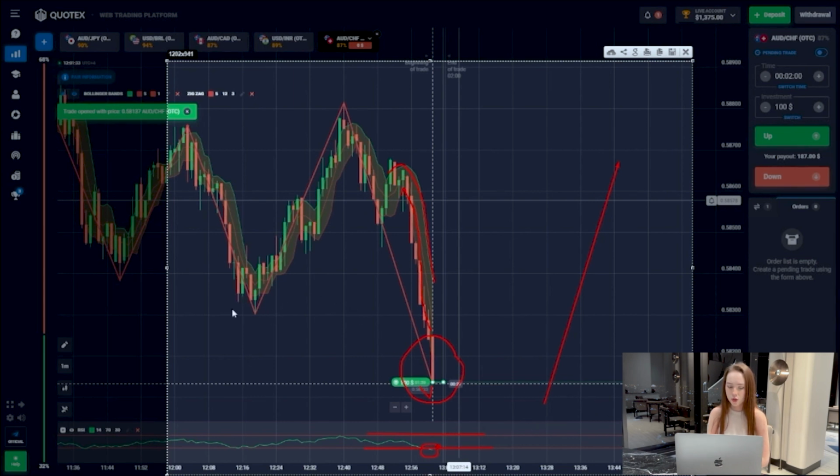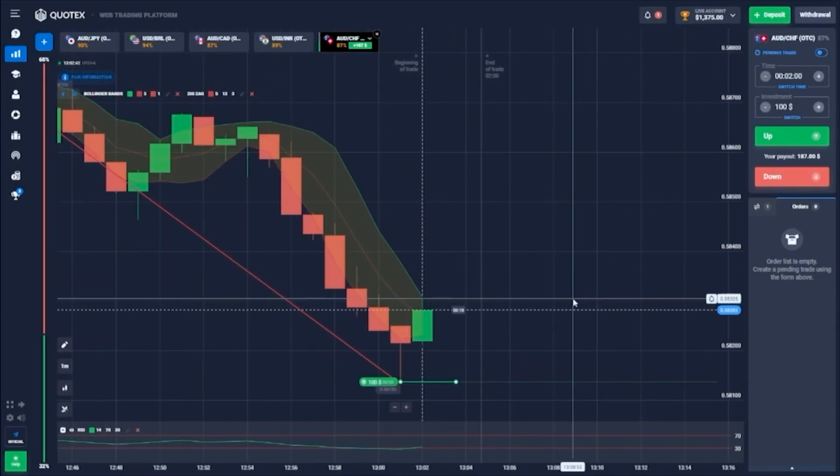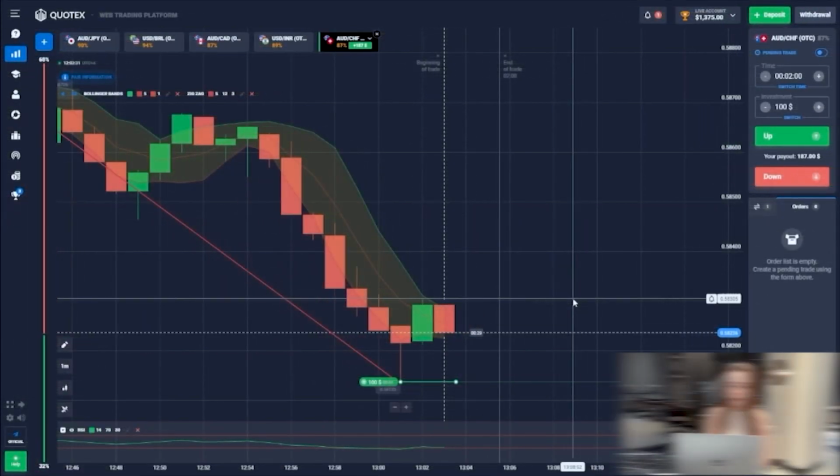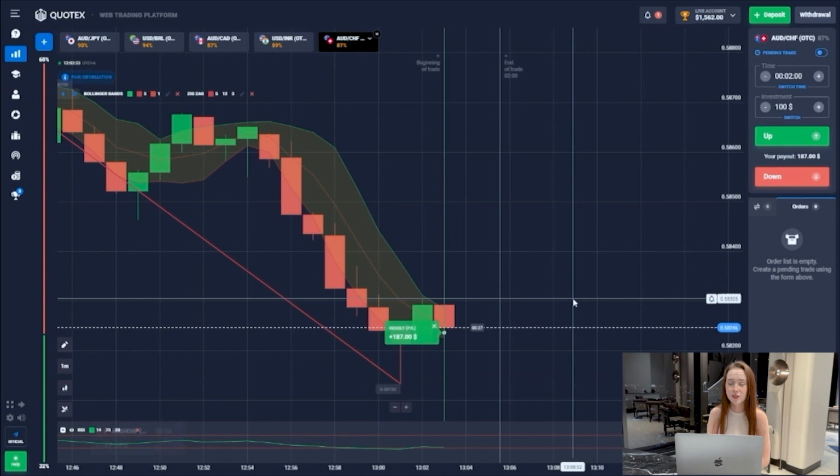Let's look at the situation that happened earlier. The chart also went out of bounds, and the local minimum was updated, after which the chart went up. And we had the same situation. The chart has gone out of the bounds and the local minimum has been updated. And another successful deal is over.